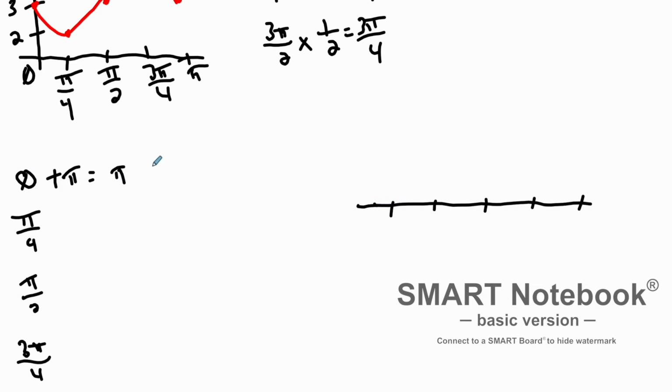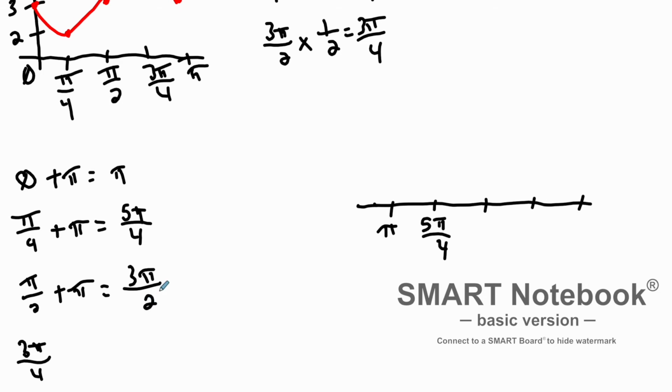So my first point, 0, was tracked over to pi. So there we go at pi. Pi over 4 plus pi. Well, this is going to give me 5 pi over 4. Again, you can do that on your calculator. So pause the video if you need to and plug it into your calculator and you'll get that. Pi over 2 plus pi. This will give me 3 pi over 2. So 3 pi over 2.